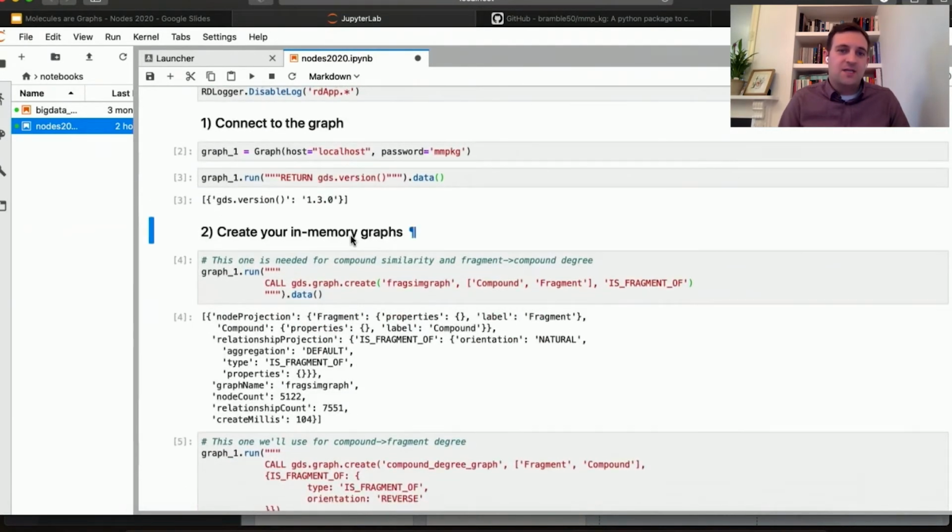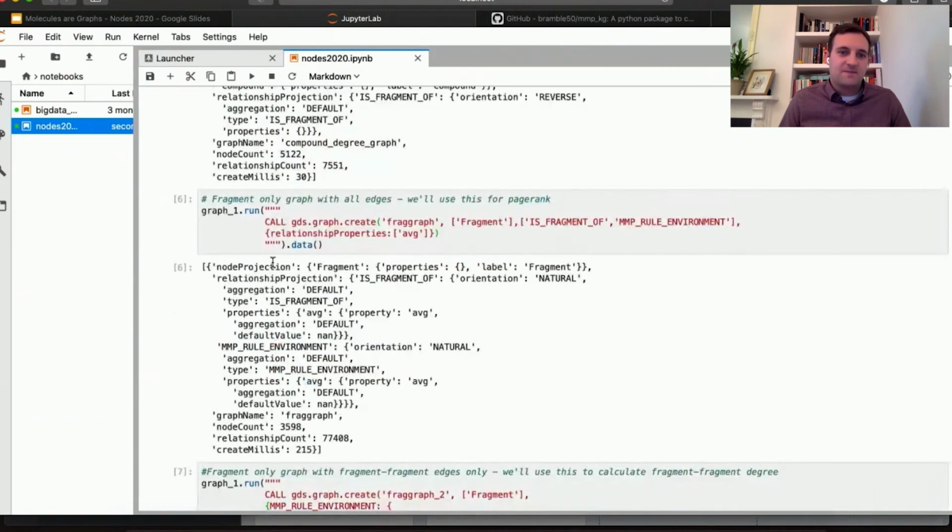And now in GDS, the first thing that we're going to need to do is create our in-memory graphs to run our algorithms on. So if you've heard some other talks throughout the day, an in-memory graph is created when you want to create a specific subset of your main graph in order to run your graph algorithm. So here, we're going to create 3 or 4 different graphs.